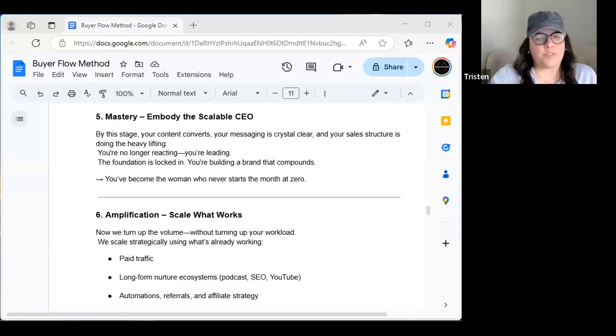And then finally, amplification. So here we're not adding more. We're just amplifying what's already working. So we can bring in paid traffic. We can increase automations. We can start looking into different forms of long-form content ecosystems. We talk about repurposing our content, how we can become visible on other platforms.